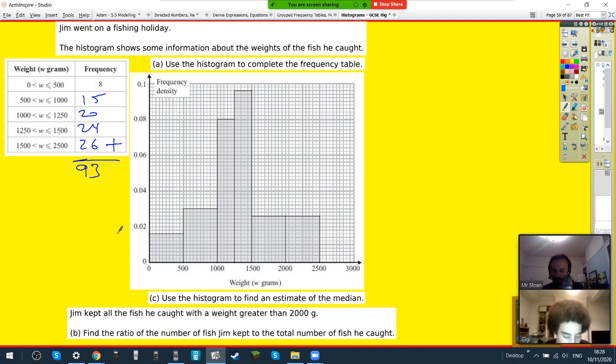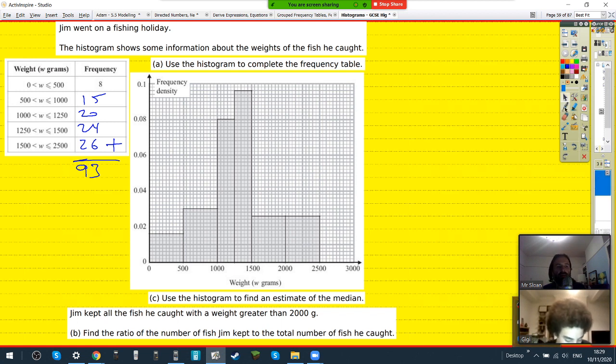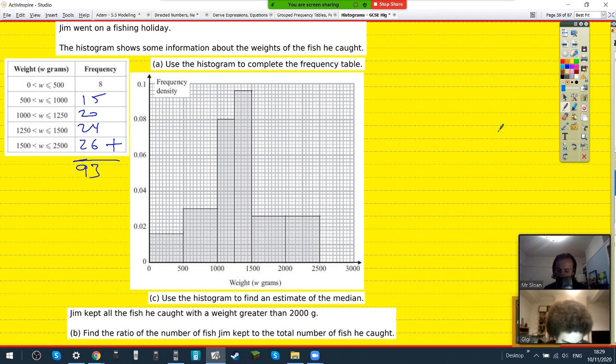So we would half 93 and then add a half. Or you can add 1 to 93 and half the answer. So it's 47.